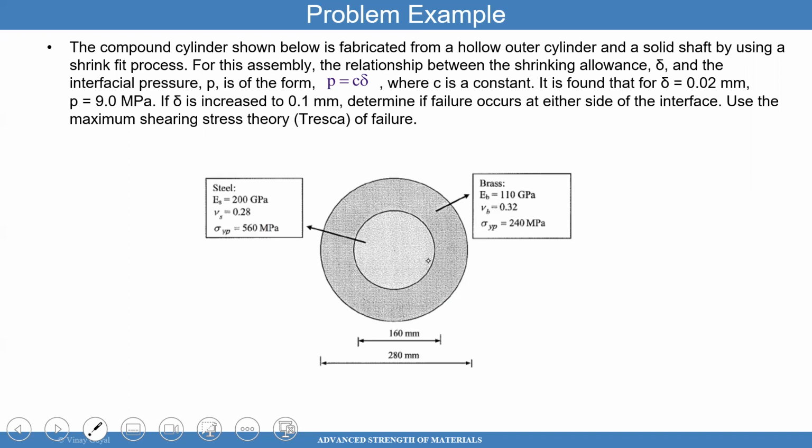Pressure is not known between the interface, but they tell you that the pressure follows this form of P equals C, the constant C, times some delta. And it's telling me that at 0.02 millimeters, the pressure is 9 megapascals. So you can actually calculate C from there. So let's do that.